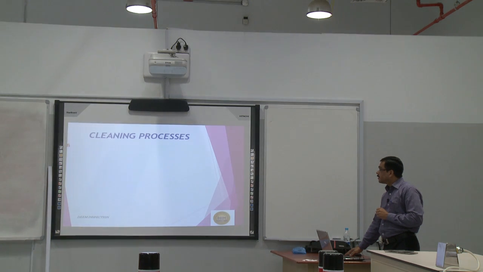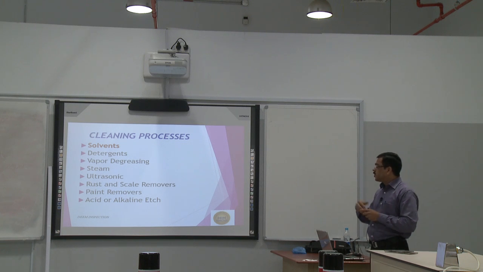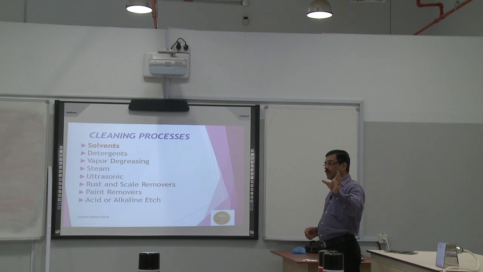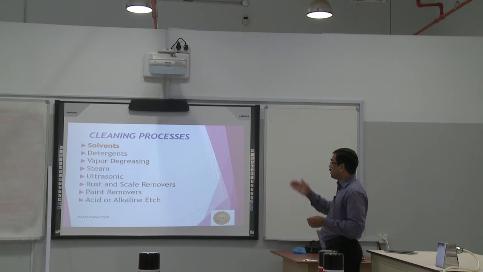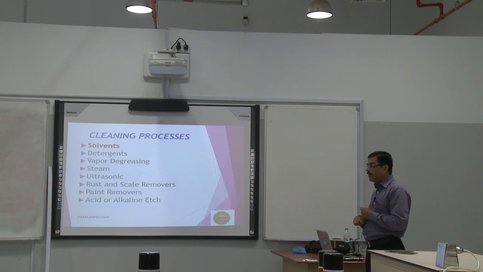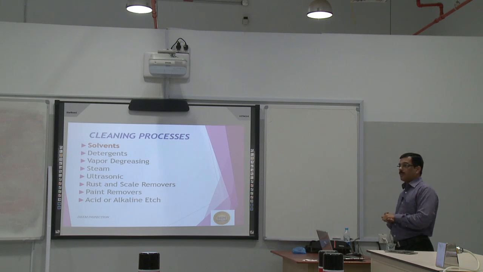So for the cleaning purpose, we also told you we can use any method for cleaning. There are no restrictions. Here we are using solvent; our method is a solvent removal method, or solvent cleaner. We can use either detergent, vapor degreasing, steam cleaning, ultrasonic cleaning, scale remover, paint remover, or acid or alkaline cleaning. Any of these methods we can use for the surface preparation of the material.